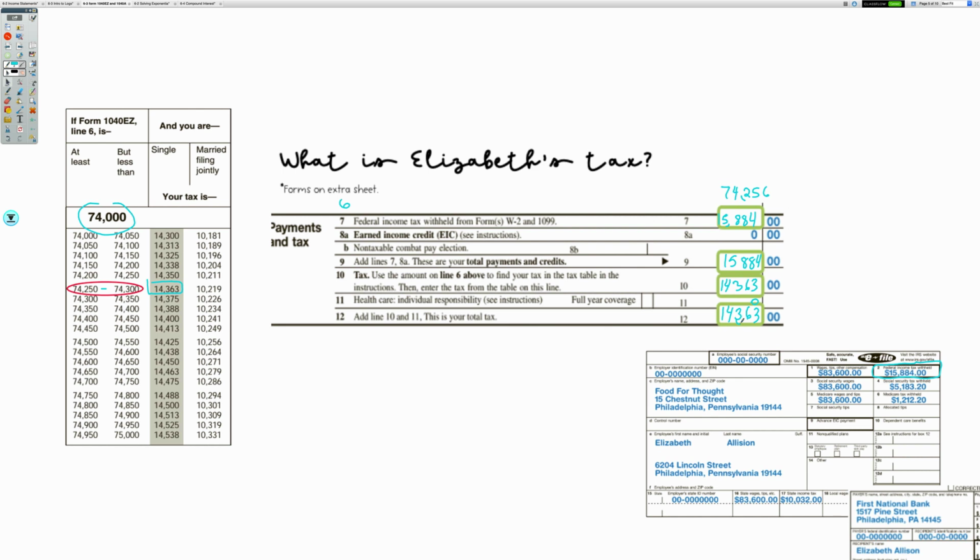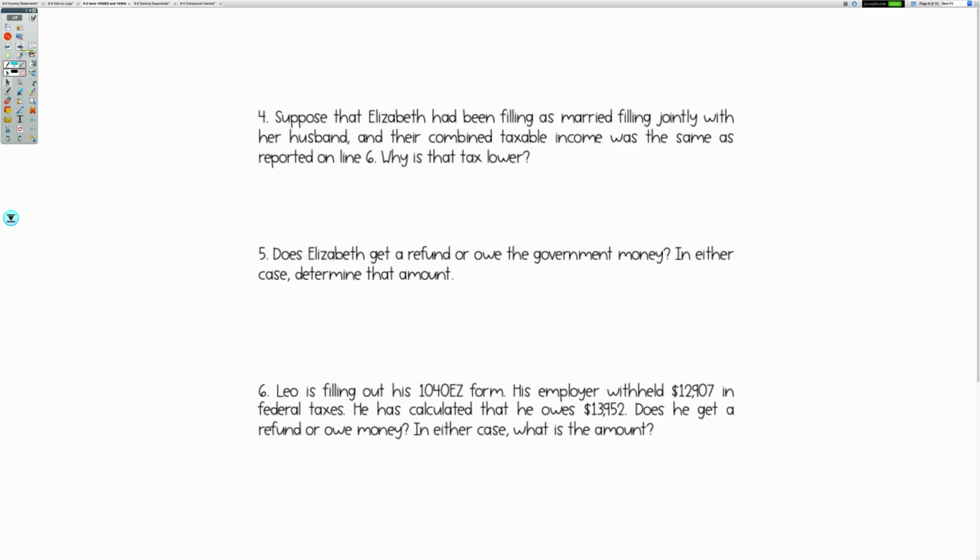But our next question is asking, does she owe the government or is she going to get a refund? I think that's 5. So that's how much she owes in taxes for the year. But question 5 is asking, does Elizabeth get a refund or owe the government?